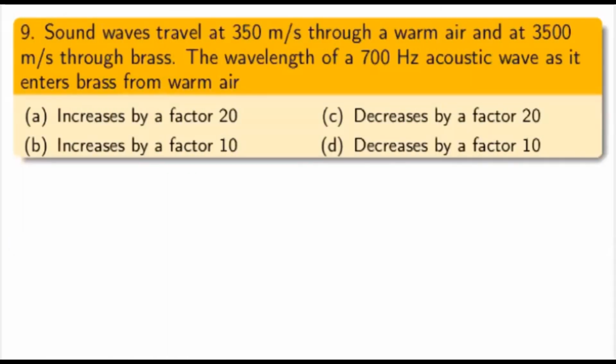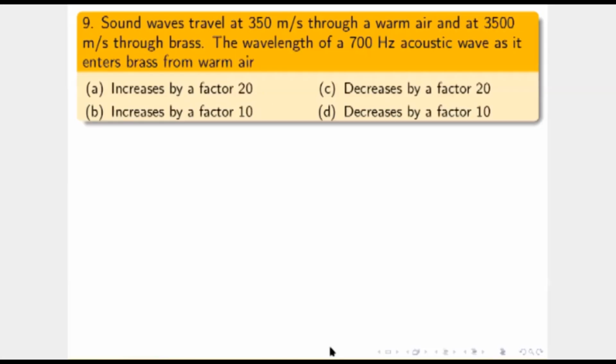Next question. Sound waves travel at 350 meters per second through warm air and 3500 meters per second through brass. The wavelength of a 700 Hz acoustic wave as it enters brass from warm air is? So what we have to calculate is the wavelength of the sound wave in the brass. First, let's note down the given data, that is velocity in air is 350 meters per second, whereas in brass it is 3500 meters per second.